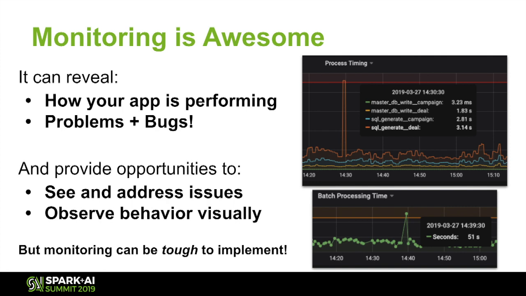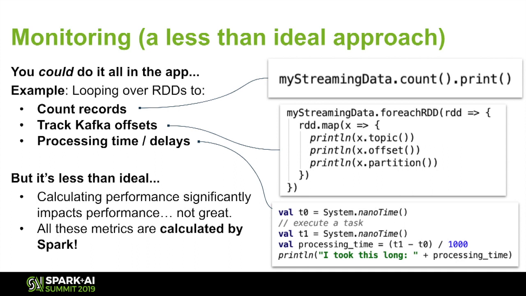So this is all beautiful, but monitoring can be really tough. And in Spark streaming apps where you have a high message throughput, it can be a real challenge. So up here is a slide I'm particularly happy with. This is some example code that we had in production a few years ago that was calculating these 3 metrics. So we're counting the records in a batch, we're tracking our offsets from Kafka for that batch, and calculating our processing and time delays.